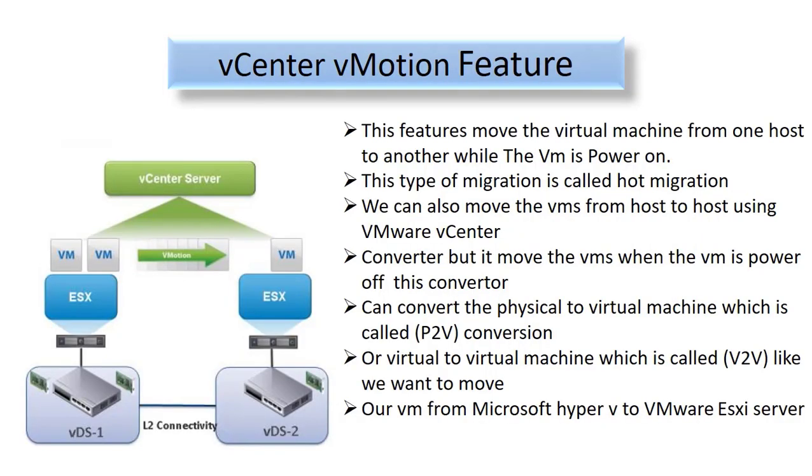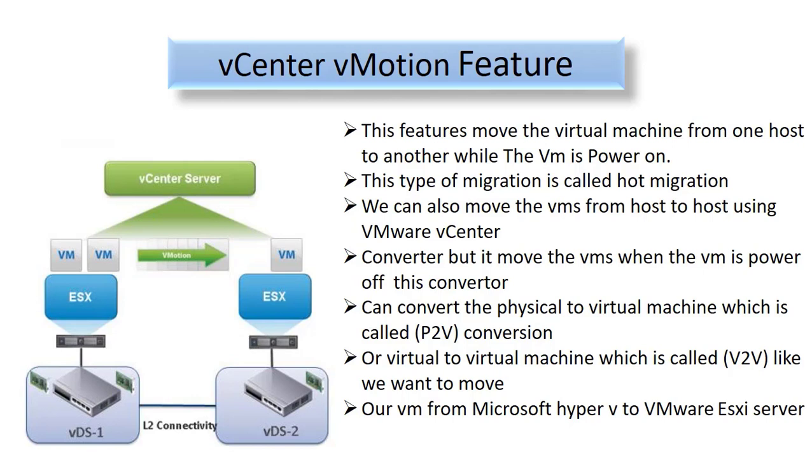Now the third feature is the vCenter vMotion feature. This feature moves a virtual machine from one host to another while the VM is powered on. Basically, what vMotion does is move the virtual machine from one host to another host while the VM is powered on. This type of migration is called host migration. We can also move the VMs from host to host using the vCenter server. So we use vCenter server to move our virtual machine from one host to another host.